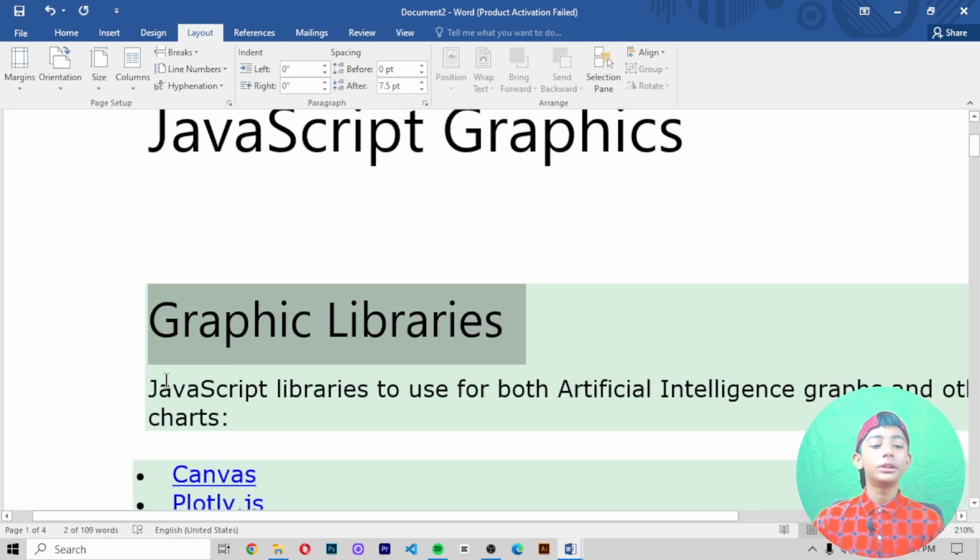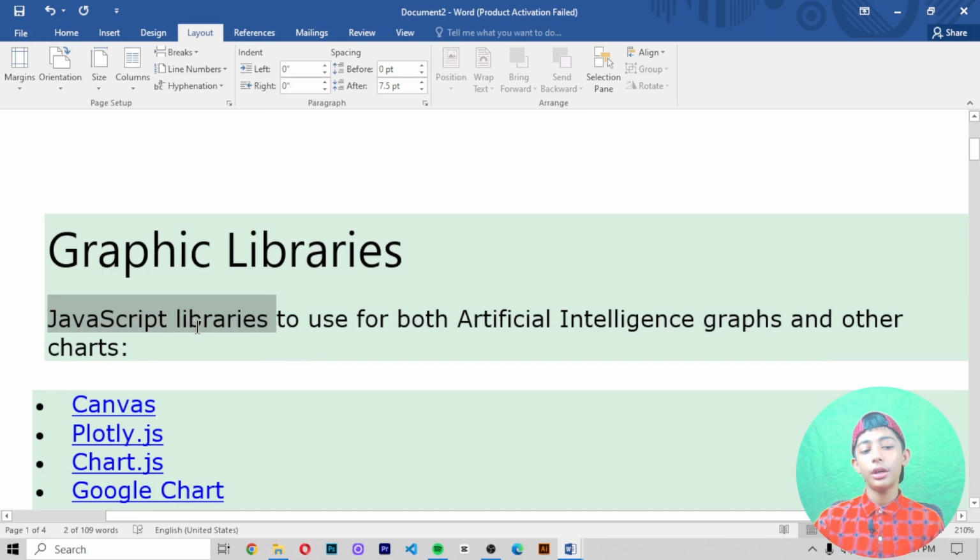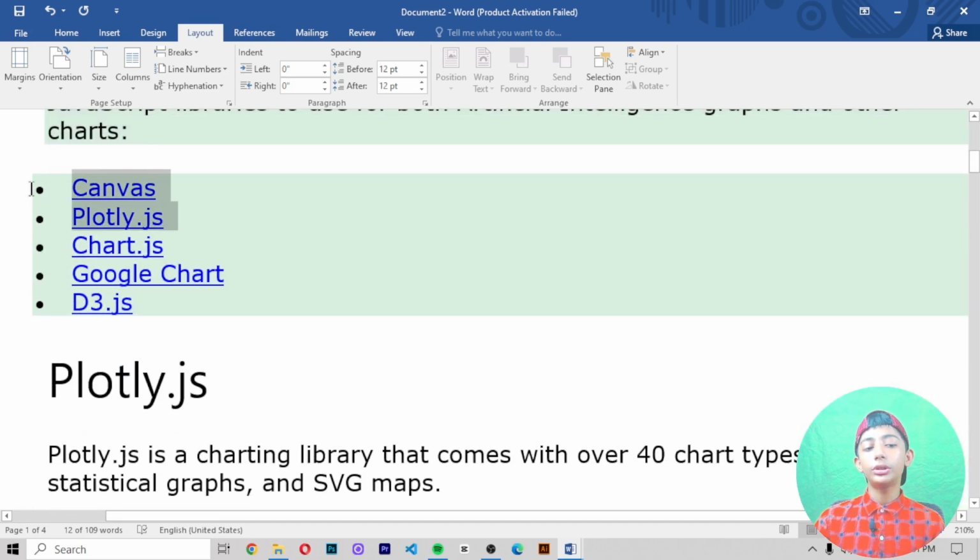JavaScript graphics. Graphic libraries. JavaScript libraries to use for both artificial intelligence graphs and other charts. Like Canvas, Plotly.js, Chart.js, Google Chart, and D3.js.